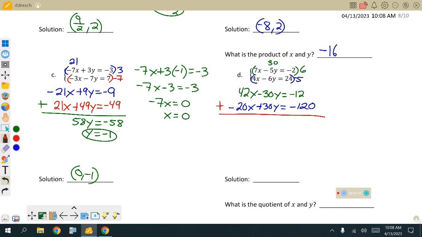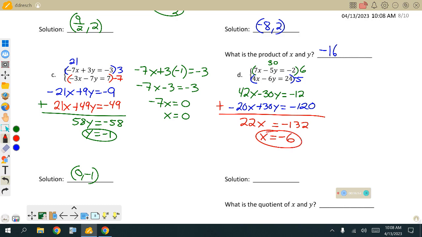42x minus 20x gives me 22x. Y's eliminate. And negative 12 minus 120 gives me negative 132. Divide by 22 and x equals negative what? Negative 6.